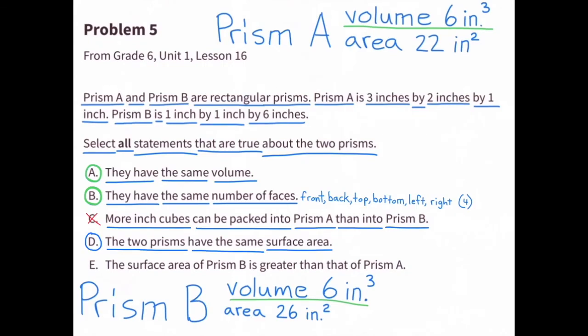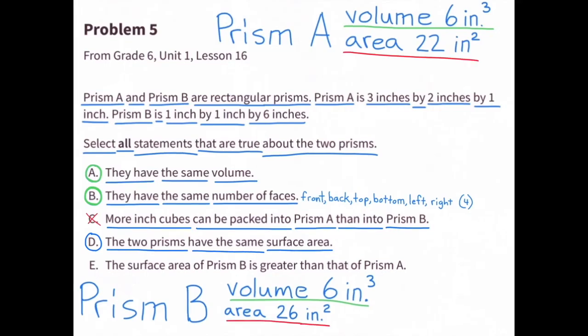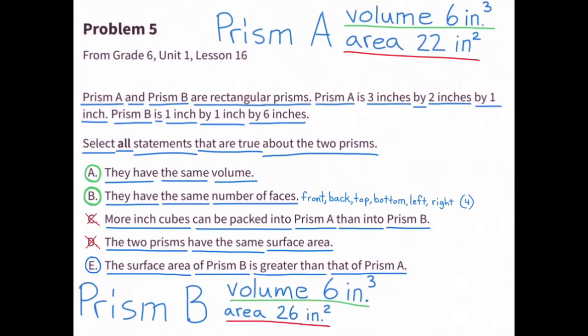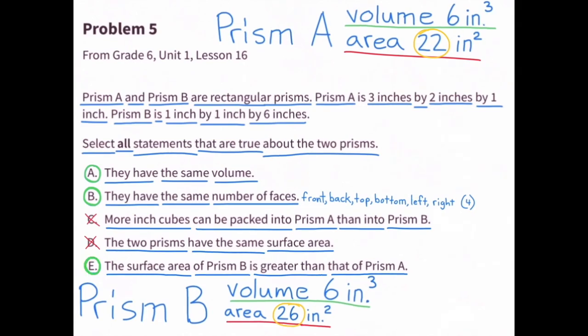D. The two prisms have the same surface area. That's not true because Prism A has a surface area of 22 inches squared and Prism B has a surface area of 26 inches squared. E. The surface area of Prism B is greater than that of Prism A. The surface area of Prism B is 26 inches squared, which is larger or greater than the surface area for Prism A, which is only 22 inches squared.